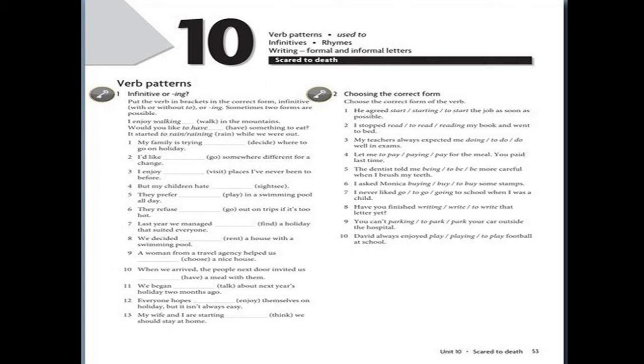Question 1 is about verb patterns. Of course, we have two structures of verb patterns, either verb plus infinitive, which is to plus verb, or verb plus gerund, which is verb plus ing. If we take the first example, I enjoy walking in the mountains. We put gerund. Why? Because the verb enjoy needs a gerund.